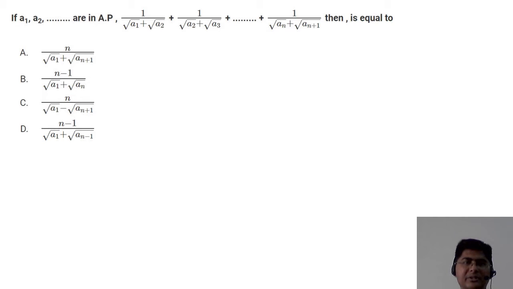Then the third option is n divided by root a1 minus root a(n+1). Then n minus 1 over root a1 plus root a(n minus 1). Okay. Now we need to find out the value of this term. Here a1, a2, up to a(n+1) are in AP series. So by using this logic, we have to find out the value of this series.